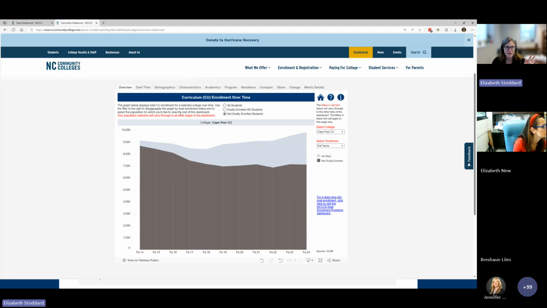So I'm going to keep these filters like they are, so that we are looking at not dually enrolled students at Cape Fear, and then we're looking across fall terms. We could also look across spring terms or summer terms if we chose to, but for right now, I'm just going to keep it so we're looking at fall terms.